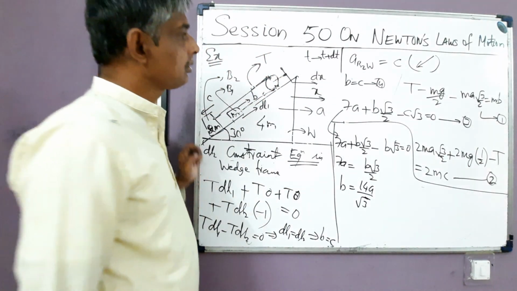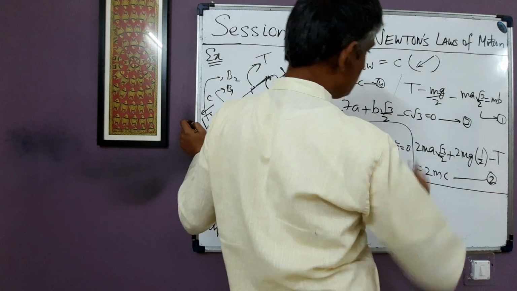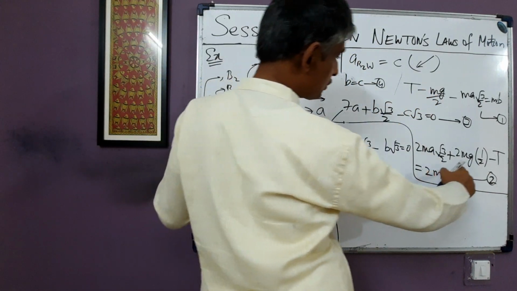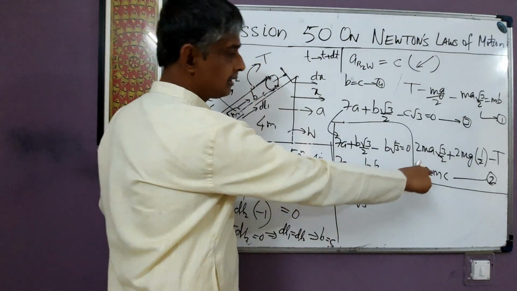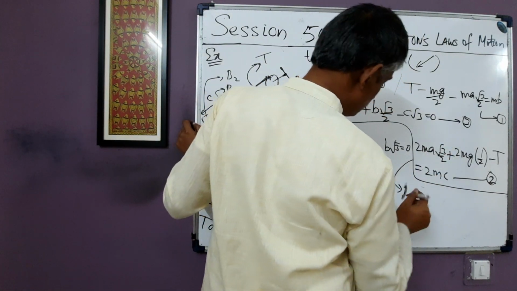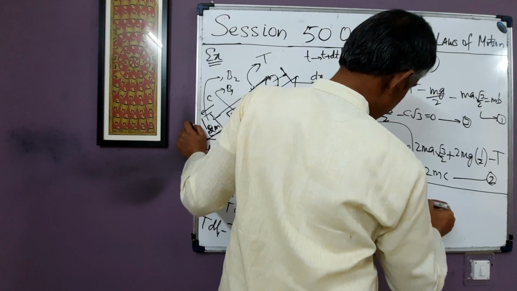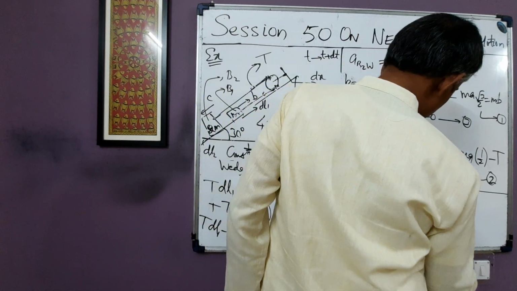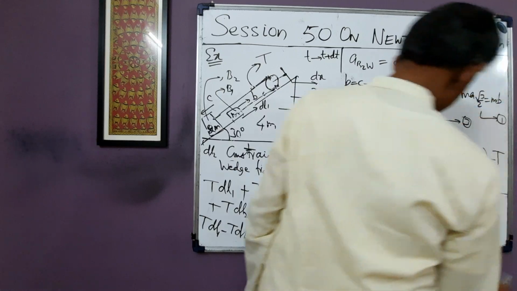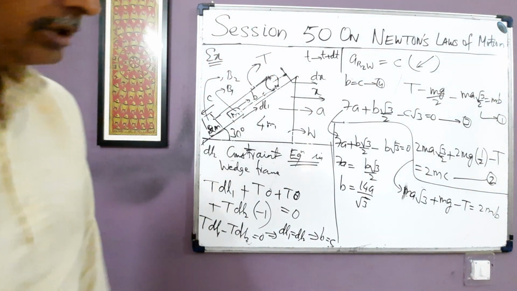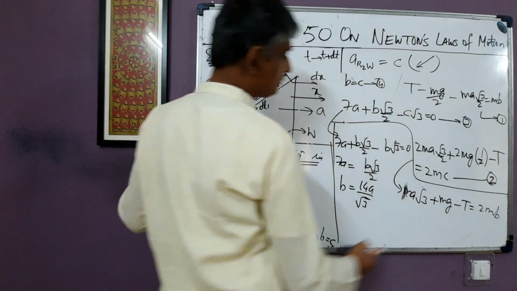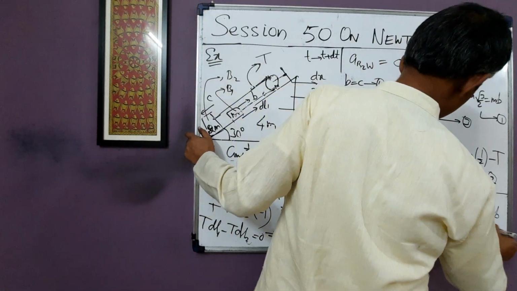Now the first equation I've already written there, and the second equation also, I'll replace C by B in the second equation. So what do we get? 2ma root 3 by 2, ma root 3 plus 2mg by 2, mg minus T equals 2mB. And this is the first equation. Let us call this the fifth equation.